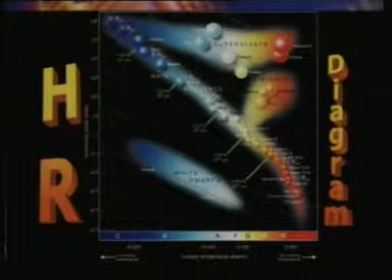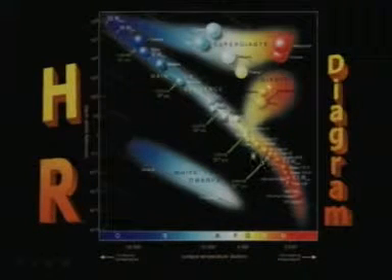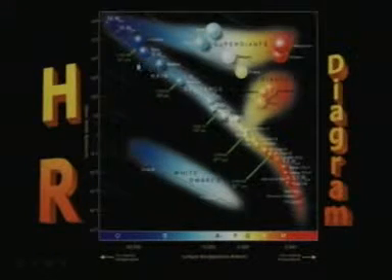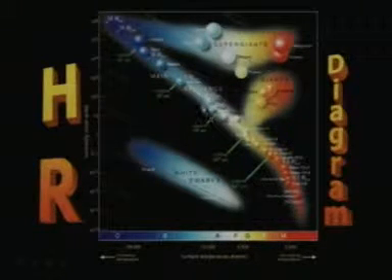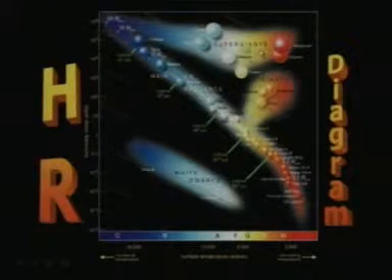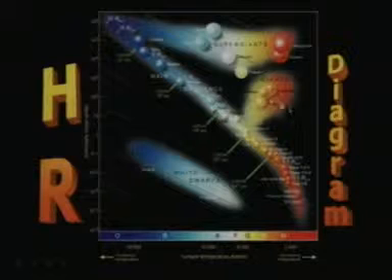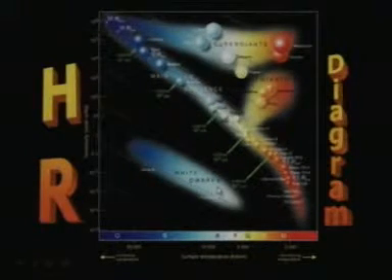Let us see the HR diagram. This diagram you have seen earlier also. You see the main sequence going from the right bottom to the left top, and you see the various categories of stars. On the top you have supergiants. Between the supergiants and the main sequence you have giants, and below the main sequence are white dwarfs.